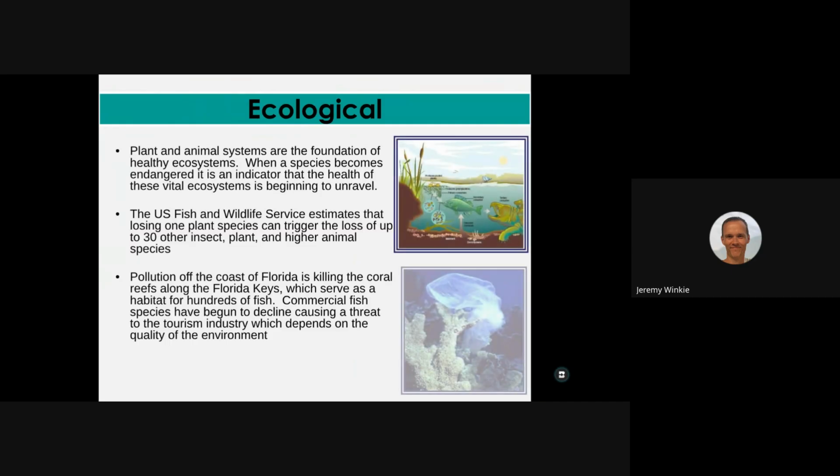And then the next one is going to be ecological. So plants and animal systems are the foundation of healthy ecosystems. If you start removing animals from food chains and food webs, it has a ripple effect and it can really bring down a whole ecosystem. So you can have something like the Great Barrier Reef or the Everglades, or some other ecosystem just completely fall apart if one of those species gets removed or goes extinct.